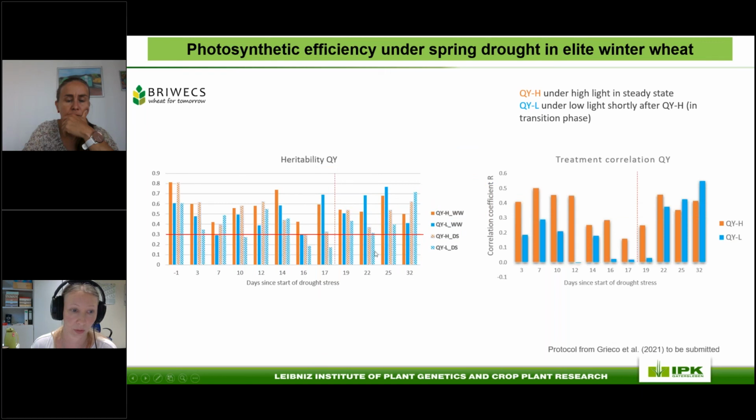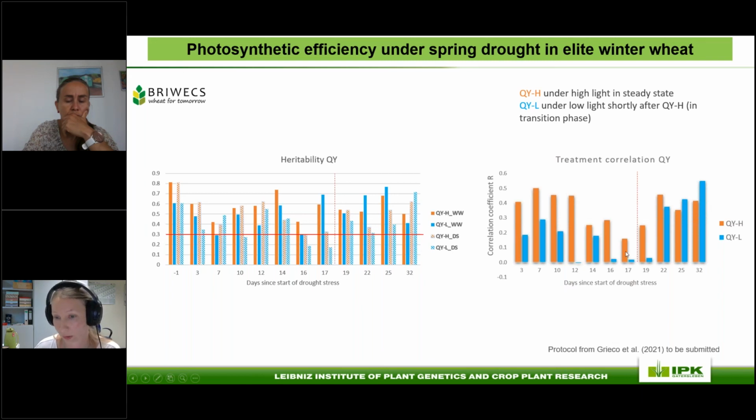The heritability of the photosynthesis is a bit lower than the normal traits. However, most of the time point trait combinations are of decent heritability to be used for GWAS. What's maybe also interesting is the treatment correlation. So that's here the correlation coefficient over time between QYH in control and stress condition and between QYL in control and stress condition. As you see, there's some higher treatment correlation for the steady state photosynthetic efficiency compared to this transient value measured in this light shift.